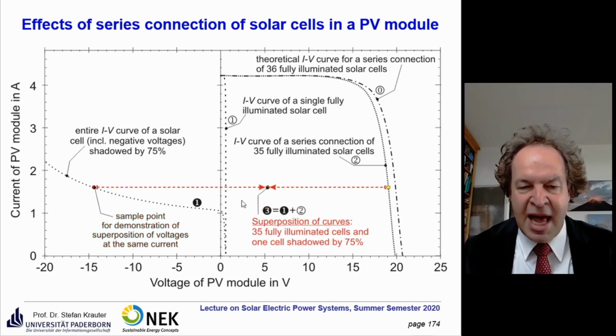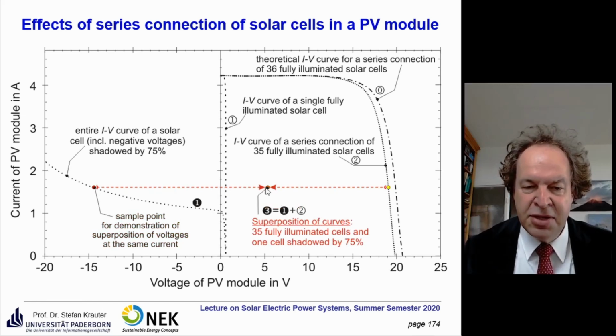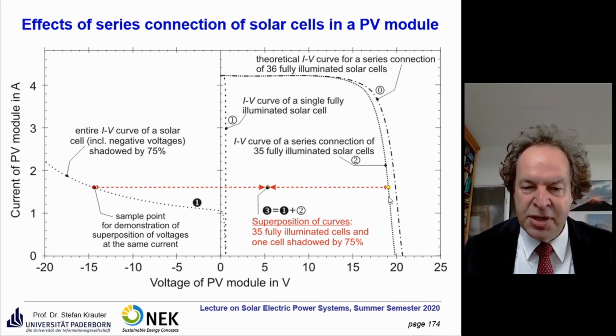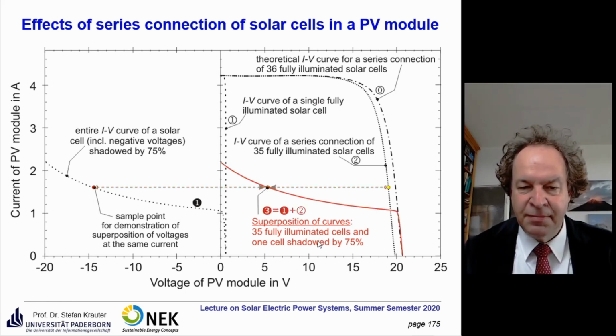So we put a straight line, and then we add up this voltage plus that voltage, the superposition of the curves. So we have a point of the new IV curve here, and we continue that for all other points from this thin dotted line to this large dotted line, which will create our new IV curve. And this you see here.